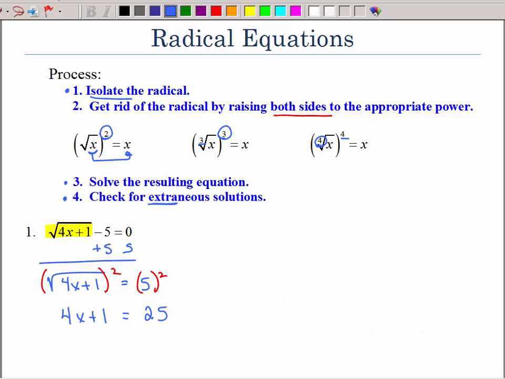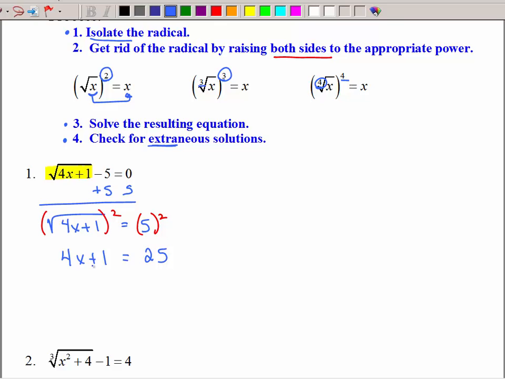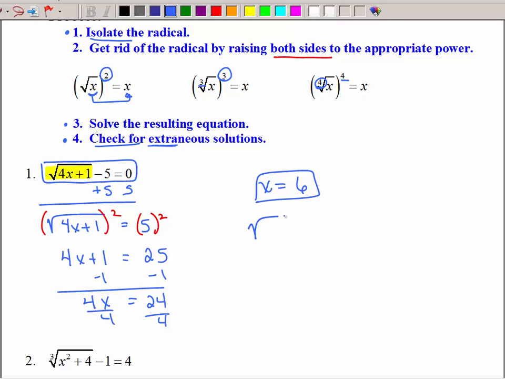Now after that, it's pretty easy. We're just going to solve that resulting equation. So we're going to subtract 1 from both sides, and we have 4x is equal to 24, and then we're going to divide by 4, and we're going to get x is equal to 6. And then the last step is I have to check it, and I want to check it back into the original equation. So we're going to see if the square root of 4 times 6 plus 1, minus 5 is equal to 0. So of course that's 24 plus 1, which is 25. The square root of 25 minus 5 is 0. So that's an okay answer to keep. And most of the time they are, but you still have to check.